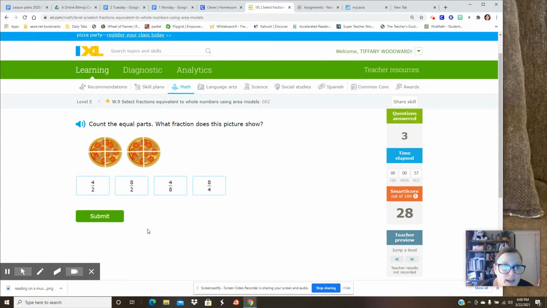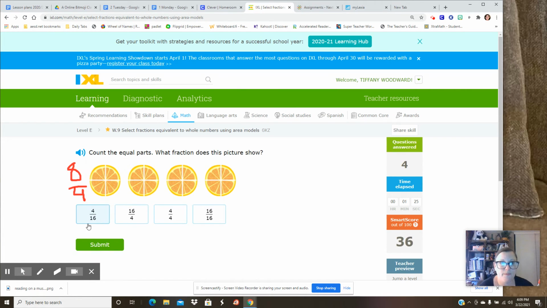All right, denominator is going to be how many pieces one shape is cut into. So this one shape right here is cut into 4: 1, 2, 3, 4. So that's your bottom. Then you're going to count how many there are all together. So this is 4 and this is 4, so that would mean 8 altogether. So your numerator is 8. 8 fourths. So you would click 8 fourths. Move on.